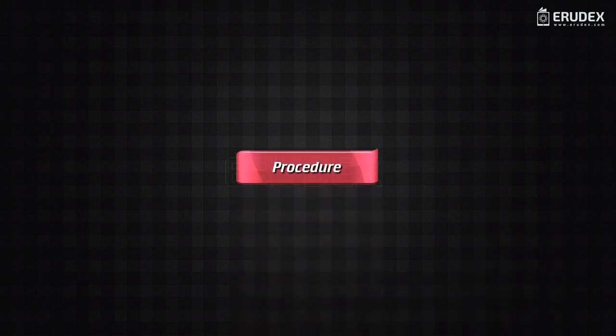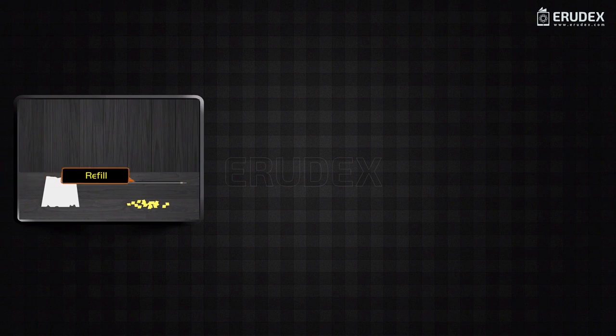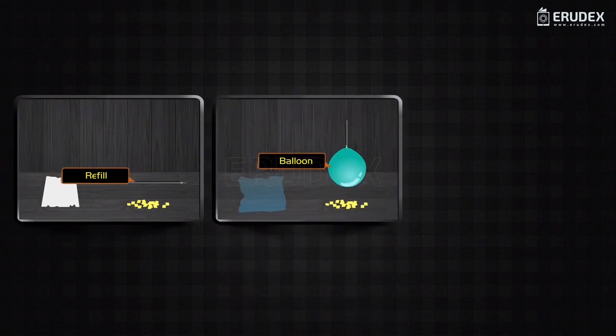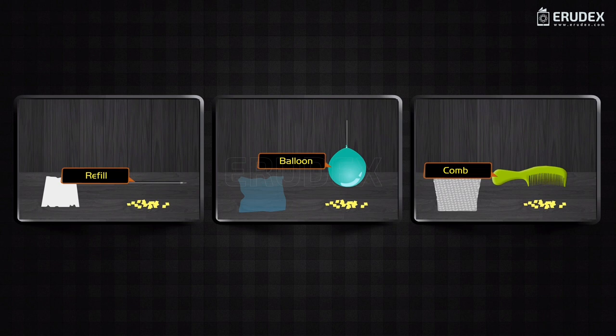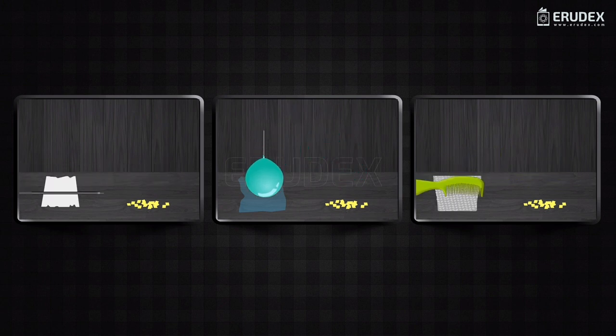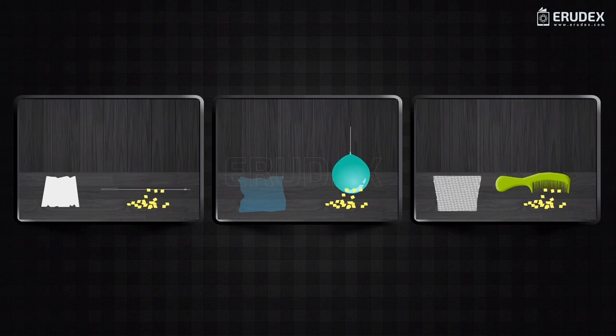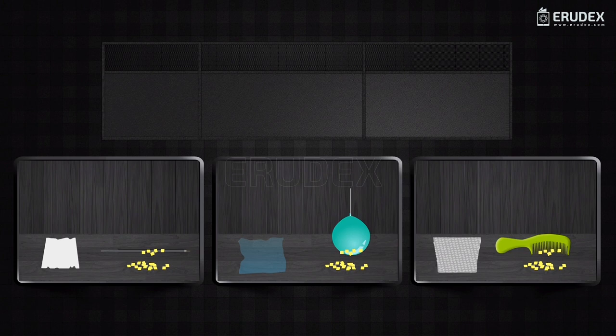Procedure: take some objects like refill, inflated balloon, comb, etc. and rub the objects against materials listed in the table. In each case, bring the rubbed object near small pieces of paper and note whether they attract pieces of paper or not, and record the observations in the table by writing yes or no.